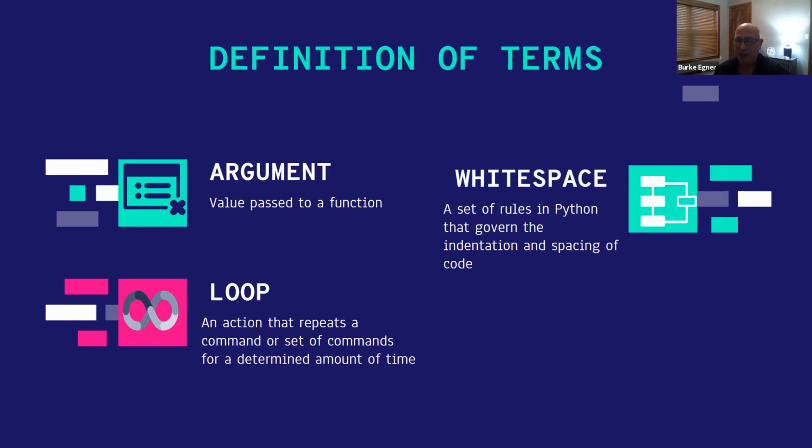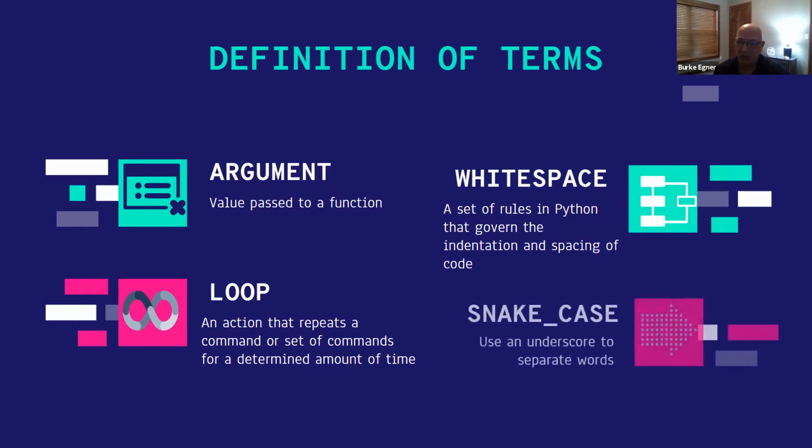And then we talked a little bit about white space, a set of rules in Python that govern indentation and spacing of code. It's very important. It can be a pain at the start, but it really helps us out. And then we do something called snake case. Snake case in Python is very important because we talk about spacing. You can't have a space between the word snake and the word case.